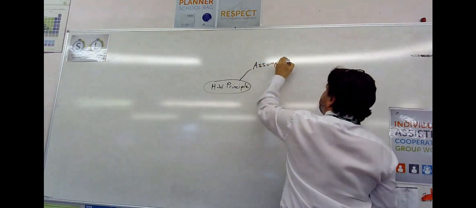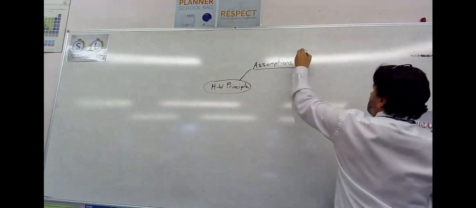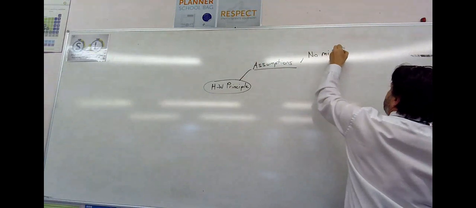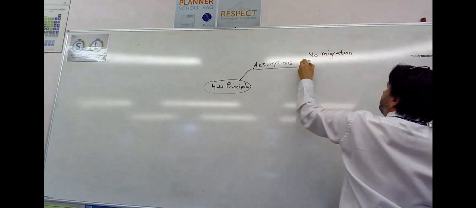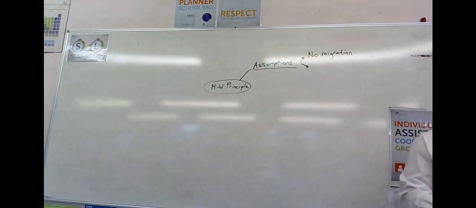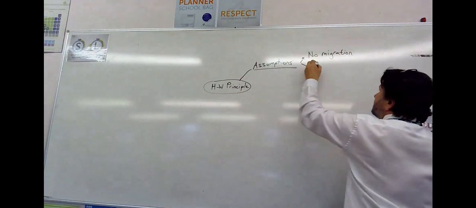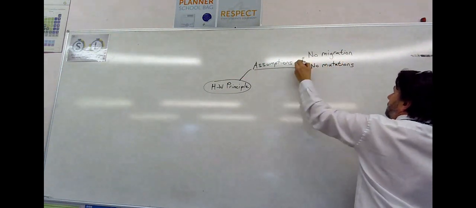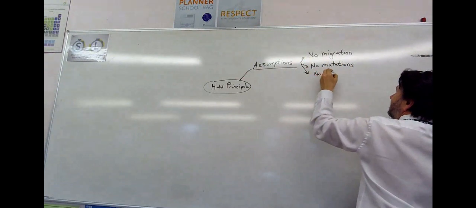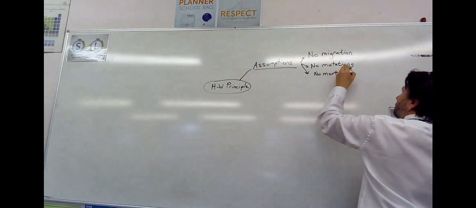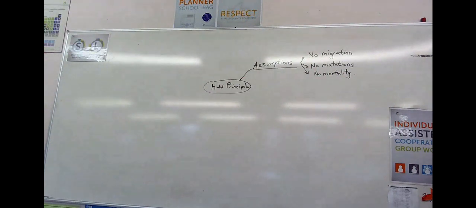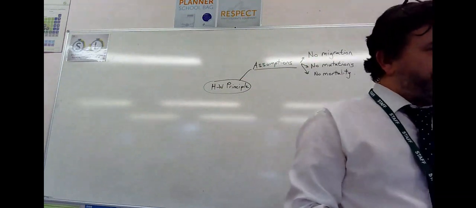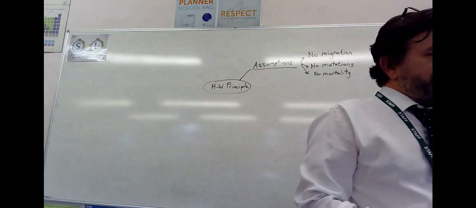So assumptions. Yeah, so there's no immigration, no migration, basically. So no migration, well done. What else does it assume? Yeah, no mutations. No mortality. But they're general assumptions, okay? But you can use it to help you work out the allelic frequency.